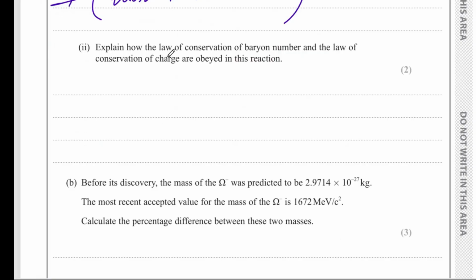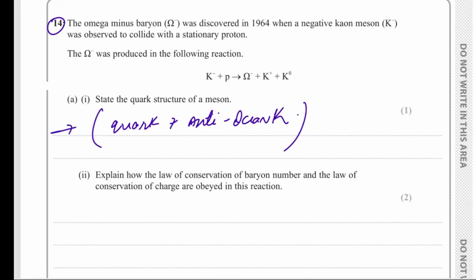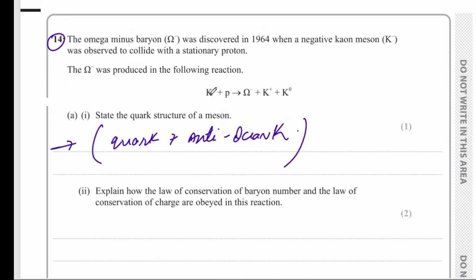Now, explain how the law of conservation of the baryon number and the law of conservation of charge are obeyed in this reaction, right? So first of all, if you're talking about the baryon number, remember that this negative kaon has a baryon number. You need to remember that table from the book as well. The baryon number of this negative kaon has to be 0, right? And since the proton itself is a baryon, its baryon number is going to be 1.